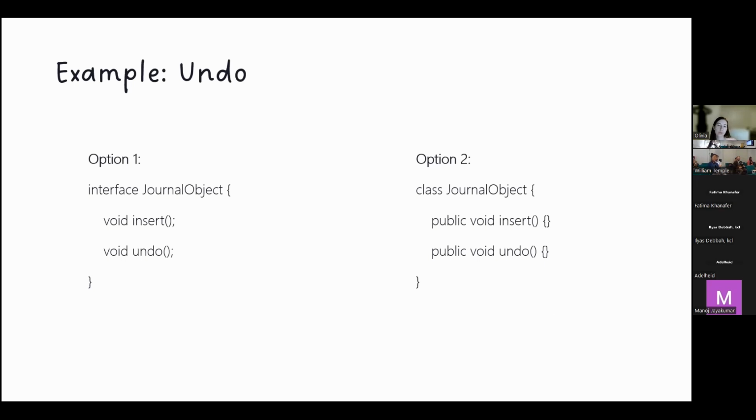Okay, so now we're developing the app, and we have a couple options about how to implement this, which I've written out here in Java code. We're going to create a journal object, which represents something that the user can add to their journal. And then we'll be able to create different kinds of this journal object to represent text and images and whatever the different types of objects are. Now, the choice here is that I can make the journal object either an interface or a class.